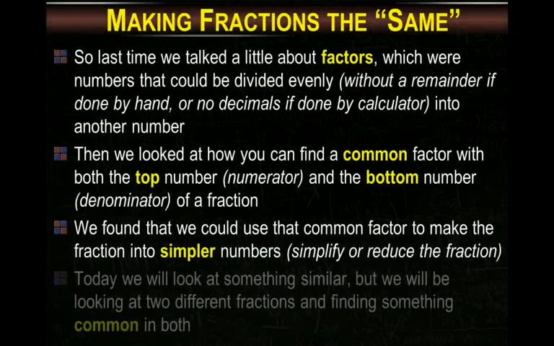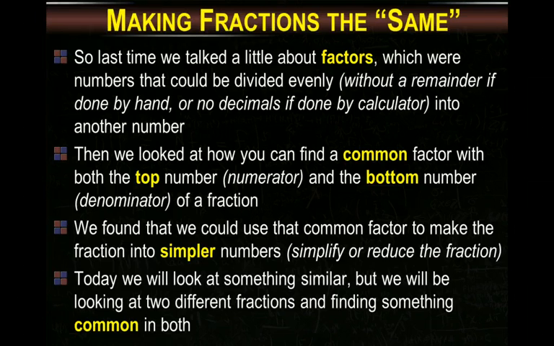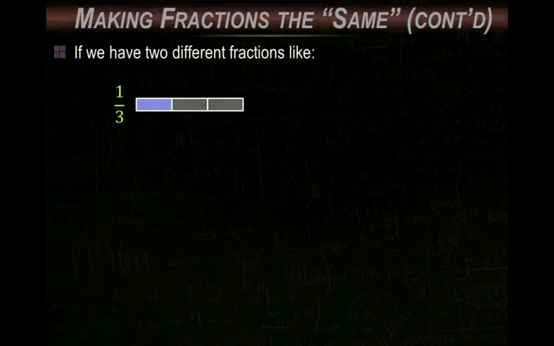Okay? So we talked about factors, which are numbers that you could divide evenly into another number without a remainder if you do it by hand, or without a decimal if you do it by calculator. Then we looked at how you could find a common factor between both the top number and the bottom number, the numerator and the denominator, of a fraction, and that you could use that number to create a simpler number for both the top and the bottom, which was called simplifying. Today we're going to look at another way we can find things that are common. Okay? So here's the example.